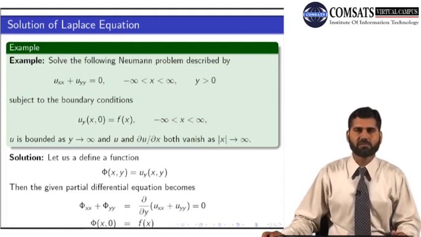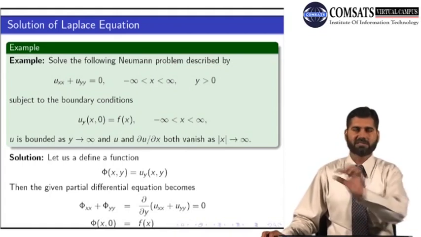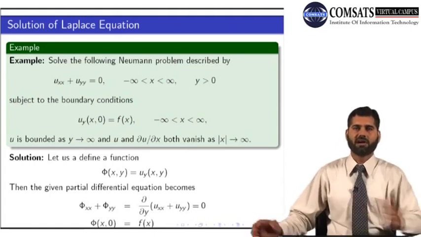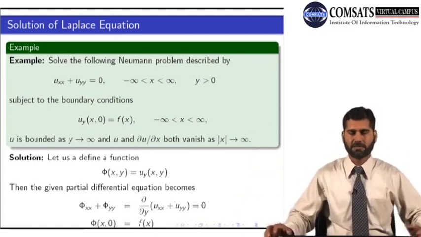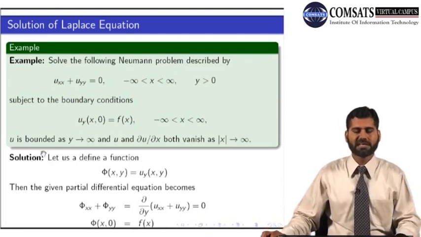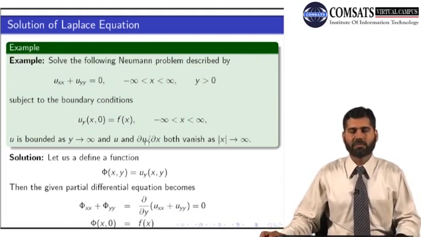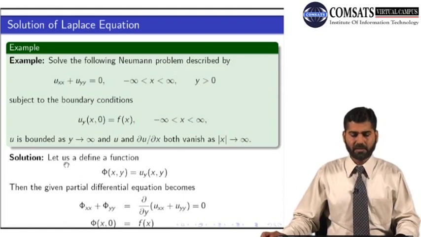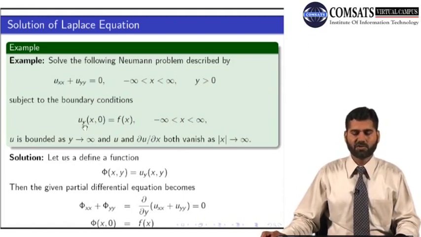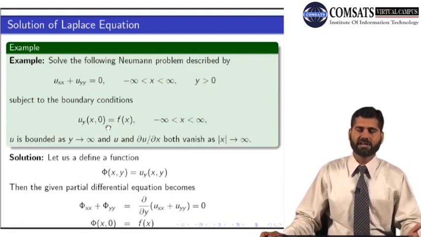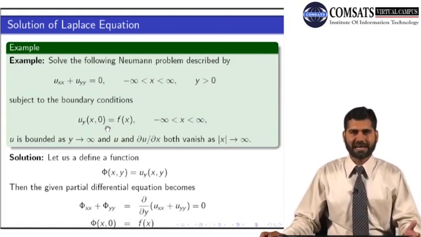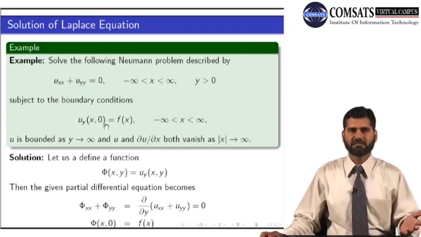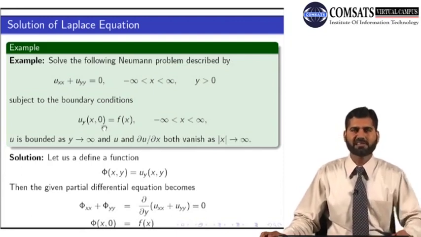That is, the derivative of u with respect to y is given at y is equal to 0, which is the only boundary. All other three boundaries are at infinity. So we only impose the boundedness condition, and that u and partial u by partial x both vanish as x goes to plus minus infinity. So this is one way of solving it. You can use the Fourier transform directly and solve very similar to what we did in the previous example.